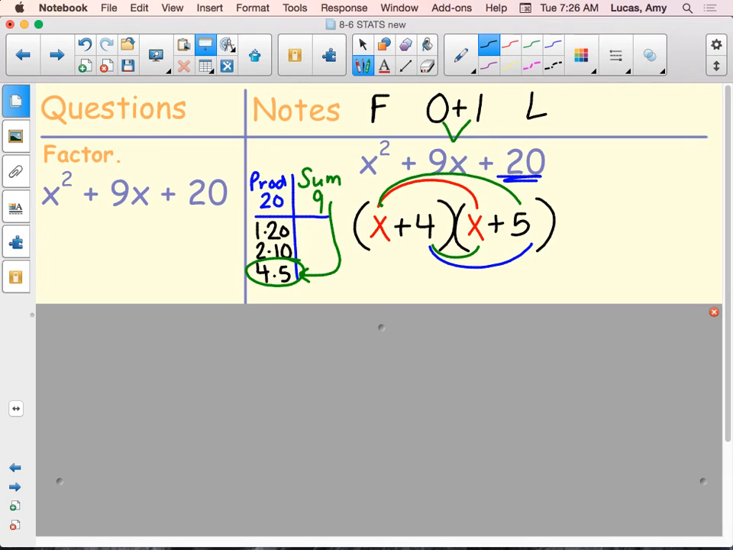And if I FOIL this, I will see that I've got the correct answer. So first product, x squared. Outside product, 5x. Inside, 4x. And last, 20. So the two terms that are alike do add up to give me 9x. So I have correctly factored my trinomial. So my answer is x plus 4 times x plus 5.